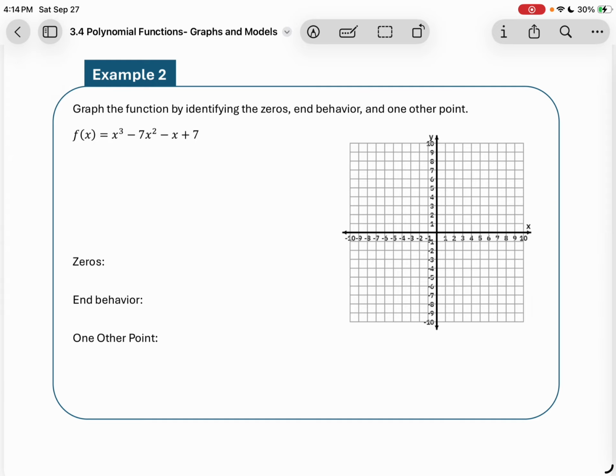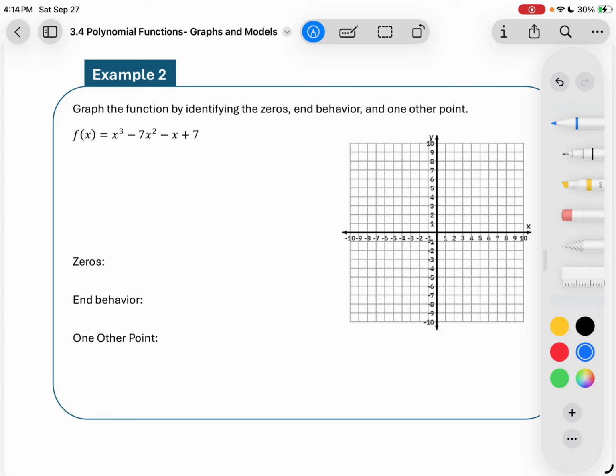Graph the function by identifying the zeros, end behavior, and one other point. So similar to the last one, however, this one is now in standard form. So that means we can identify the end behavior really easily. We see that the leading term is x cubed. So that means that our end behavior is going to be looking like that. Positive leading coefficient, odd degree.